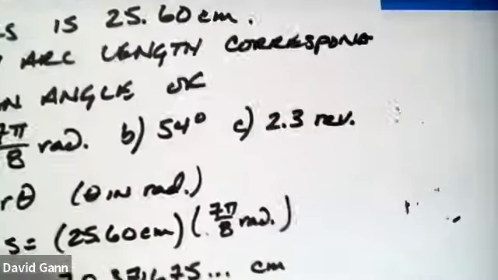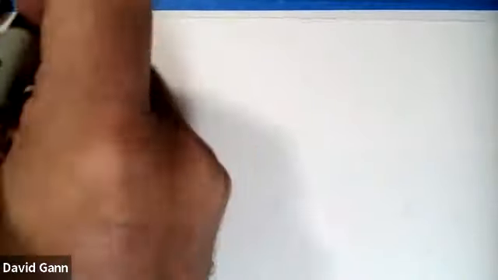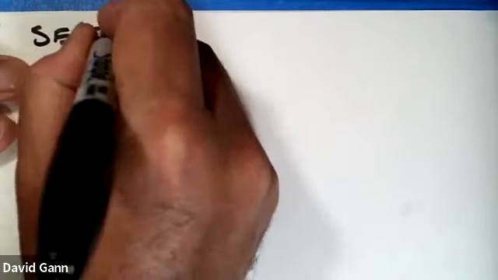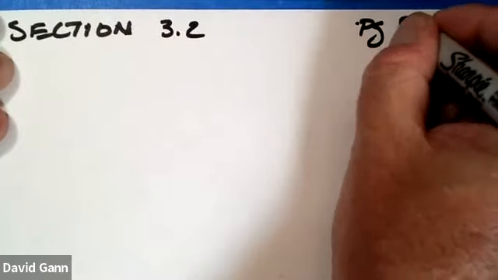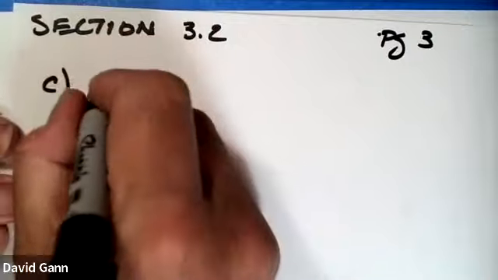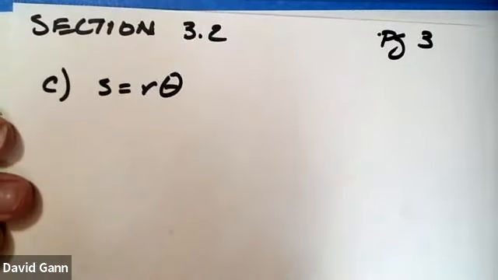Okay, so let's move on to the third example here, or the third problem, which recall was to do it for 2.3 revolutions. So part C, same thing as before, S equal R theta. But again, theta has to be in radians. The measure of the angle that we have is not in radians, it's in revolutions.